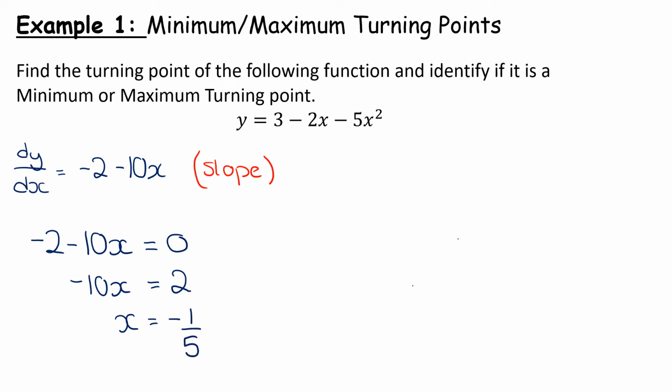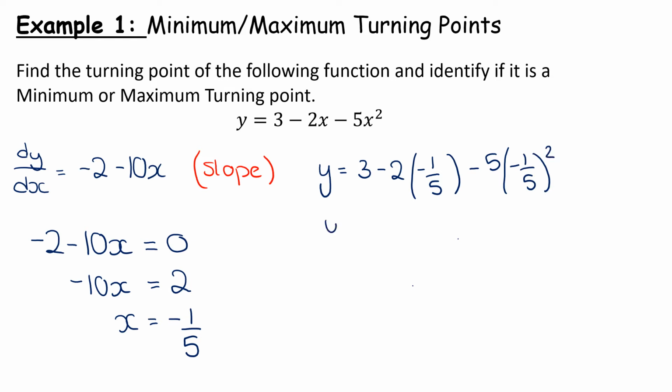So now that I have my x value, I want to get my y value. We always sub back into the original function to find y. So it's 3 minus 2 times minus 1/5 minus 5 times minus 1/5 squared. You can put that straight into your calculator. It gives us 16/5. If you really feel like it, you can turn those to decimals. I'm not a huge fan of decimals. I much prefer fractions, but no issue here because there'll be no rounding involved.